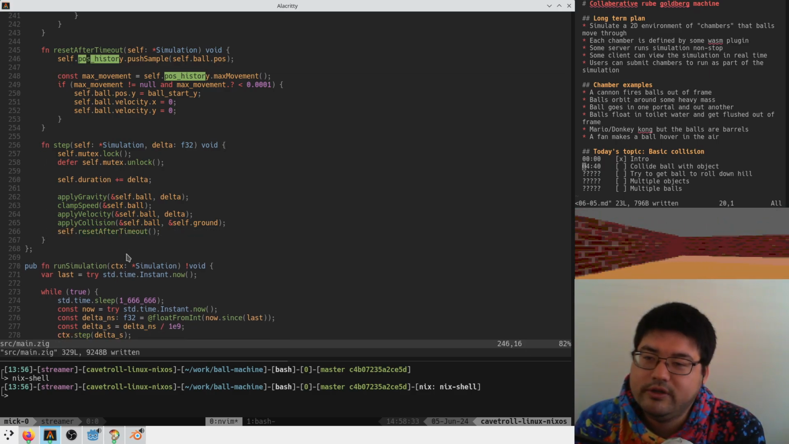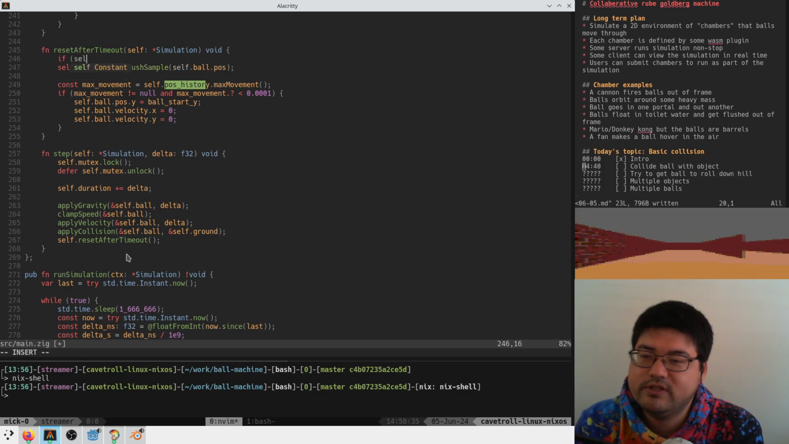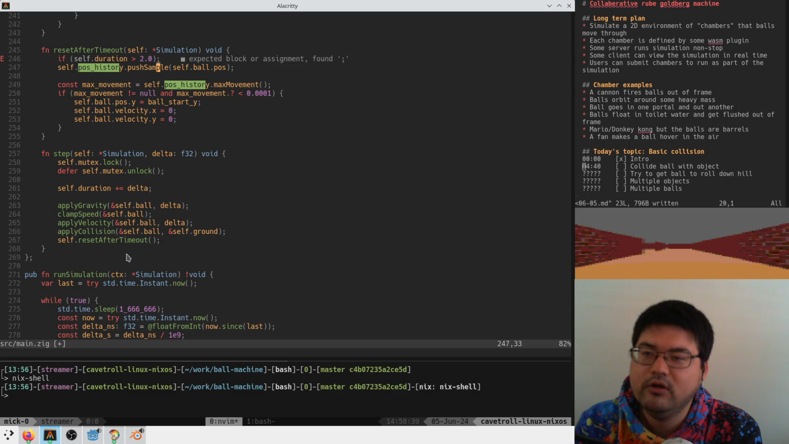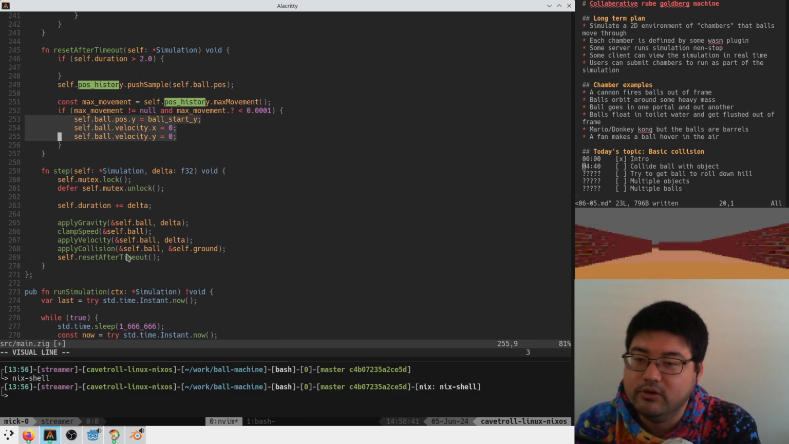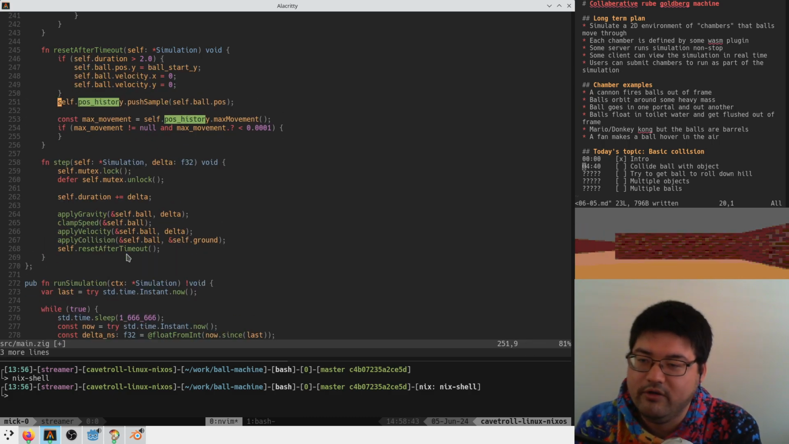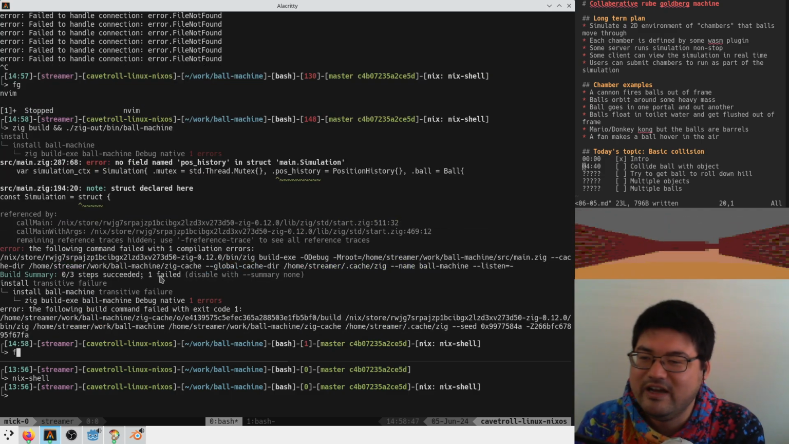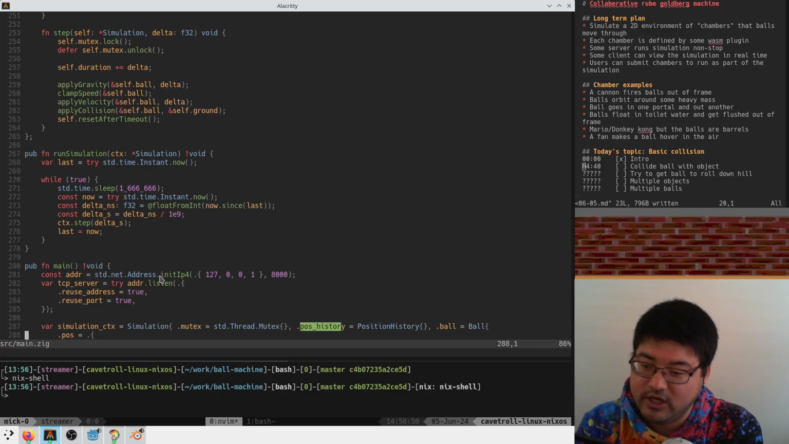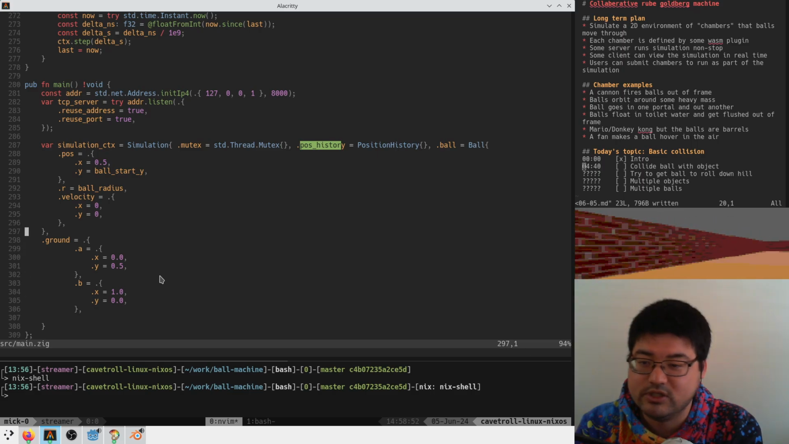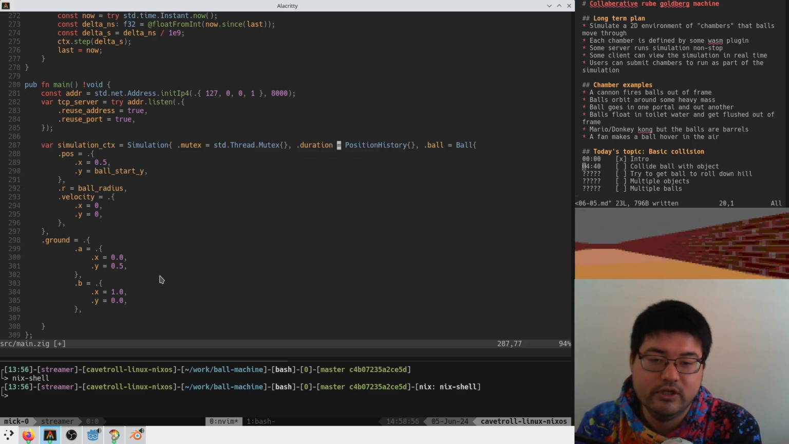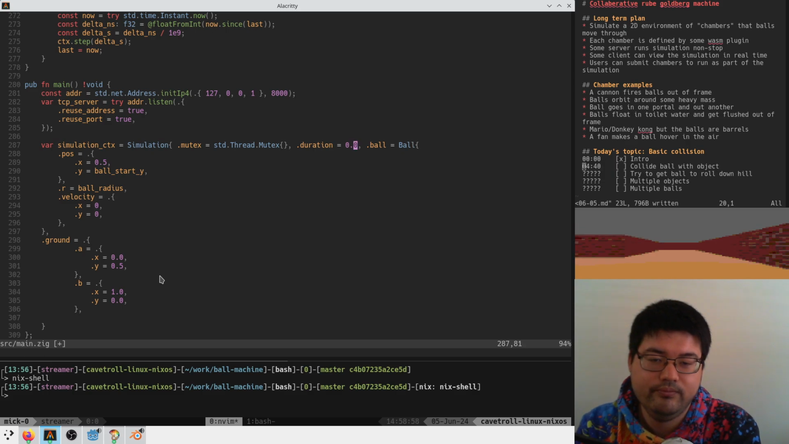And here it's just going to say if self duration is greater than 2 seconds or something, we do what we did before. Reset it. Fuck! 287, we need to change. We don't have this position history thing anymore. We have duration is 0.